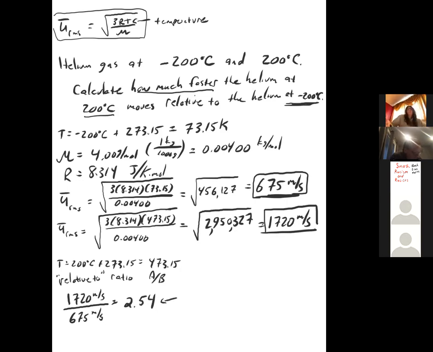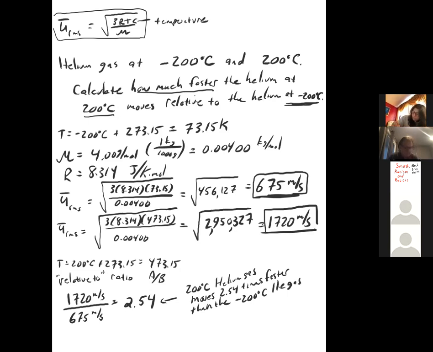So that means the faster, I'm sorry, let's not use the word faster, let's use hotter. The 200 degrees C helium gas moves 2.54 times faster than the negative 200 degrees C helium gas. Okay, that's a big difference. 2.5 times faster on average.